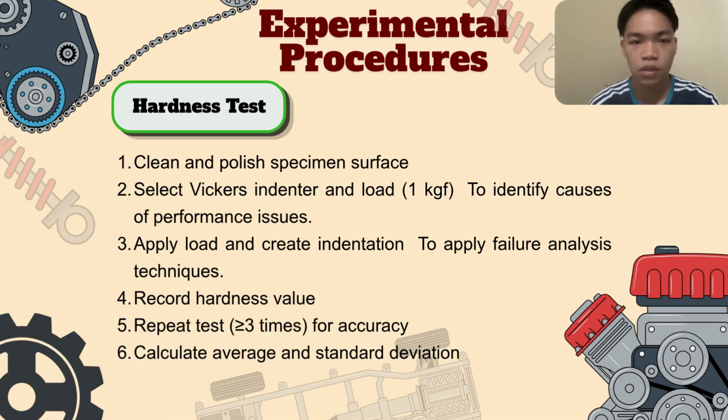For the hardness test, we clean and polish the specimen surface, select a Vickers indenter and load, and apply the load to create an indentation so that we can record the hardness value. Then we repeat the test about 3 times for accuracy, and lastly we calculate the average and the standard deviation.